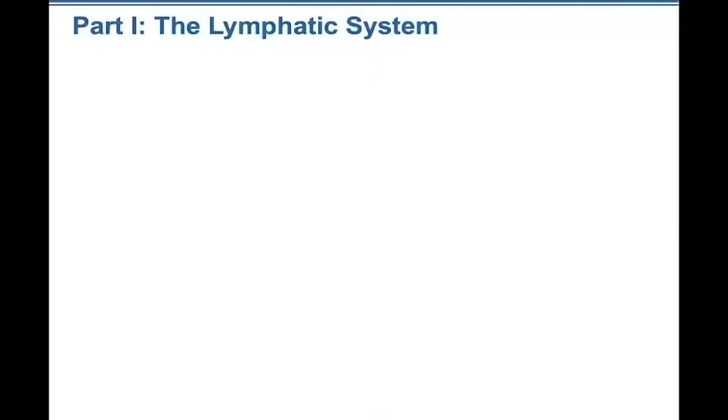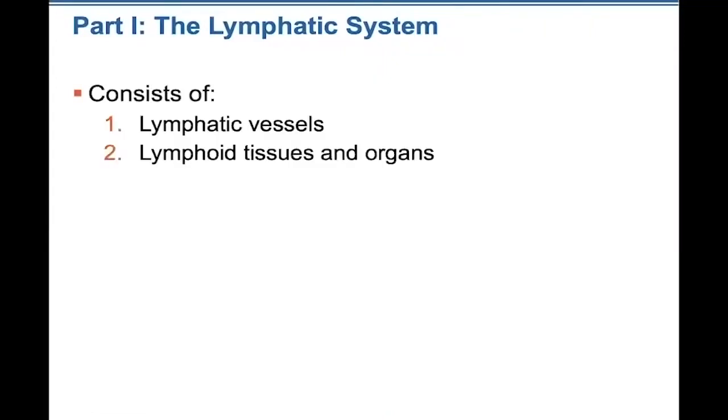The lymphatic system consists of the lymphatic vessels, as well as lymphoid tissues and lymphoid organs. There are three functions for the lymphatic system. The first function is to maintain interstitial fluid volume.